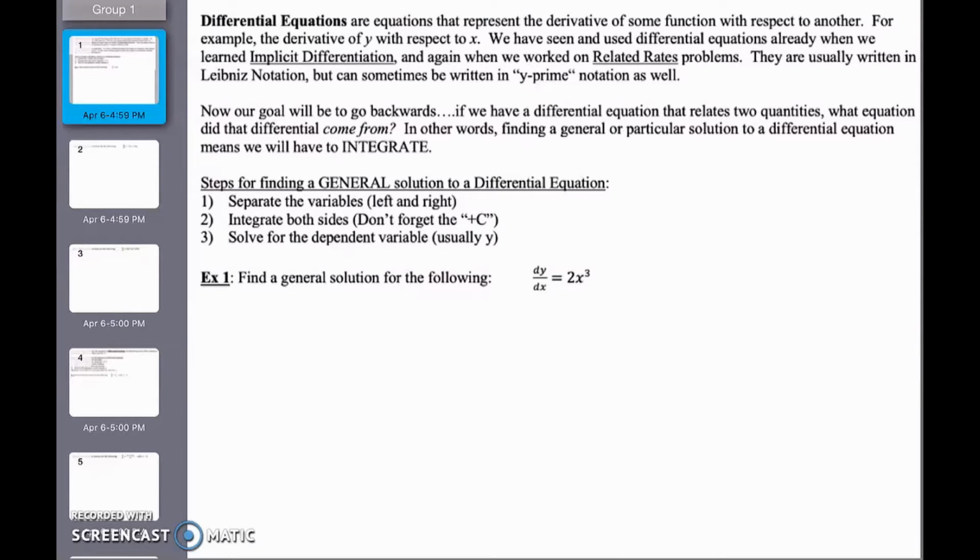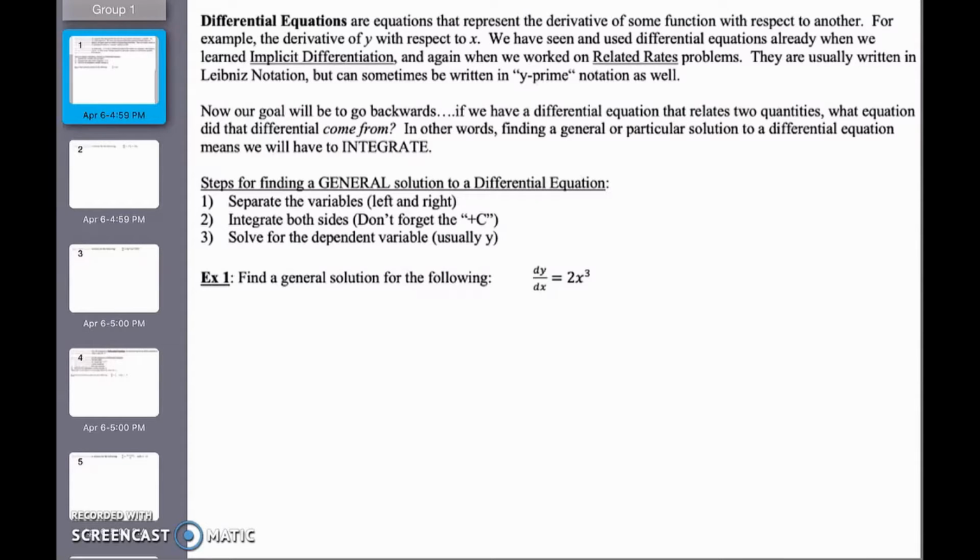For example, the derivative of y with respect to x. We have seen and used differential equations already when we learned implicit differentiation and again when we worked on related rates problems. They're usually written in Leibniz notation, but can sometimes be written in the y prime notation as well.